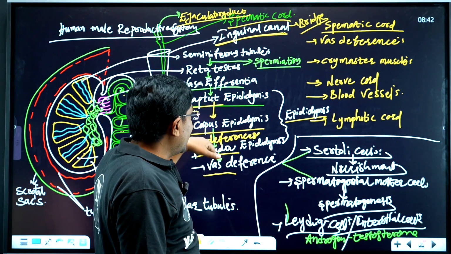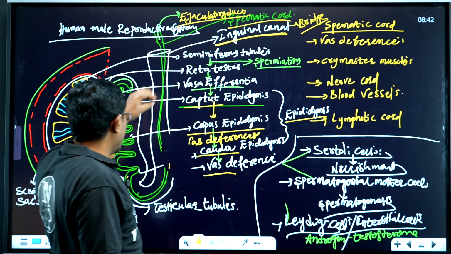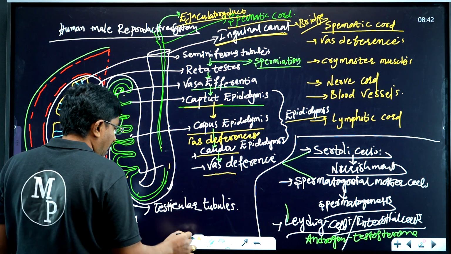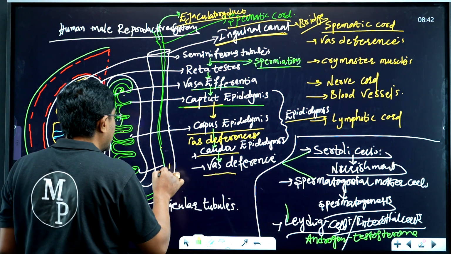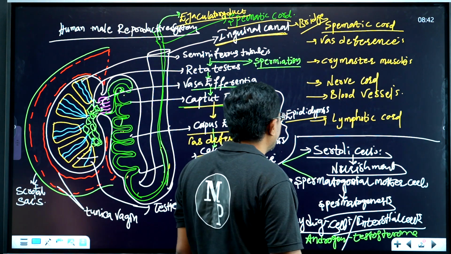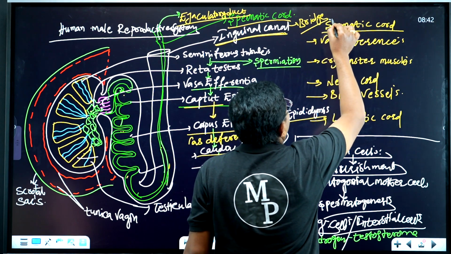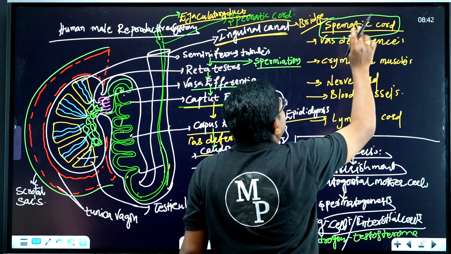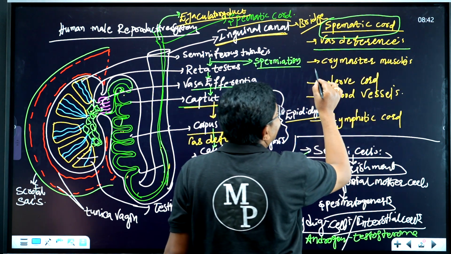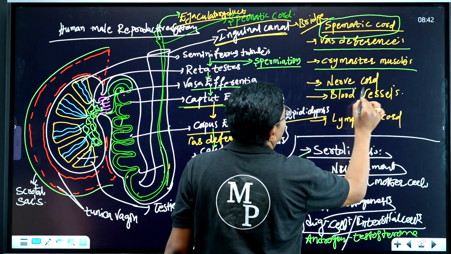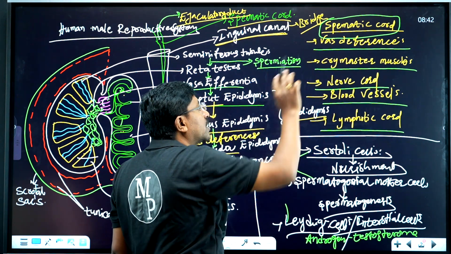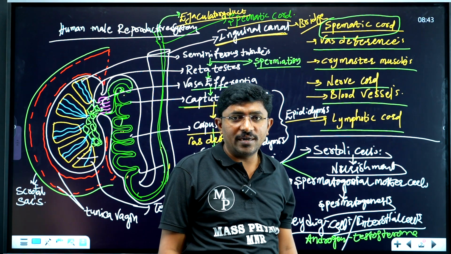After that, here we used one word. What is that word? The spermatic cord. Which structures constitute the spermatic cord? The spermatic cord is constituted with the vas deferens, cremaster muscles, nerve cord, blood vessels, and lymphatic cord. These structures are present in the spermatic cord.